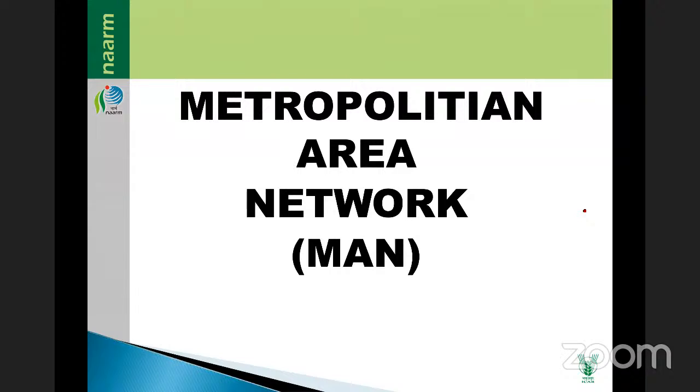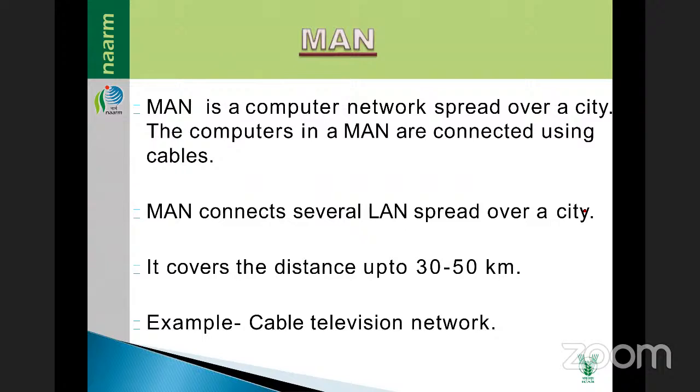So why did they bring in the metropolitan network? It will work over a 50 to 60 kilometer area. The MAN, metropolitan area network, is a computer network spread over a city. Computers in a MAN are connected using cables. MAN connects several LANs spread over a city. LAN cable is also required for this, so a wire connection can be made only through LAN.